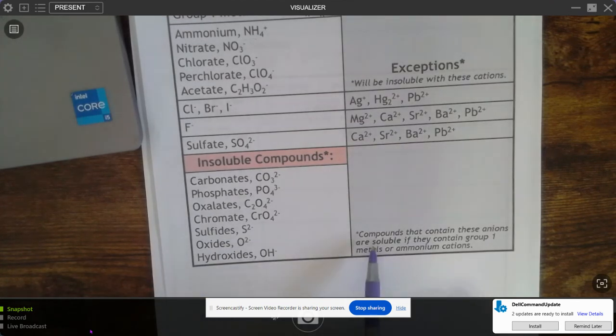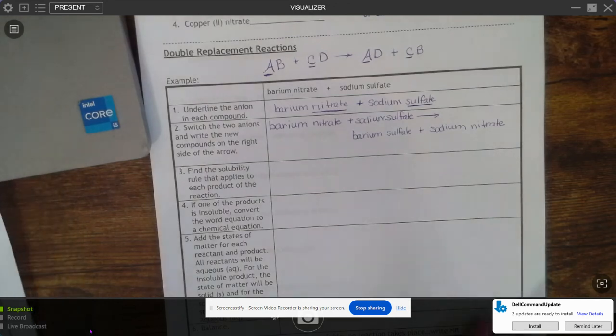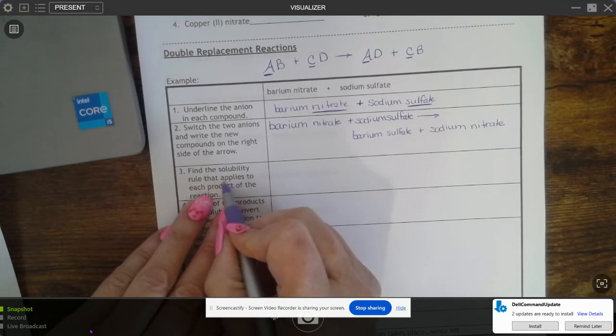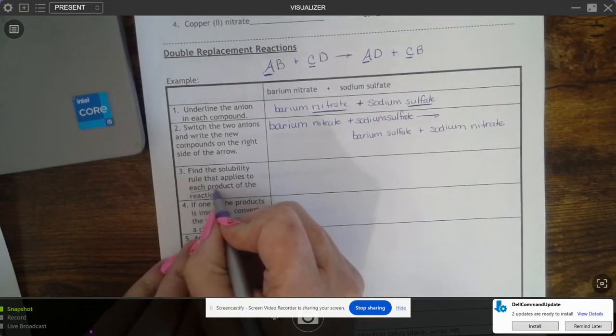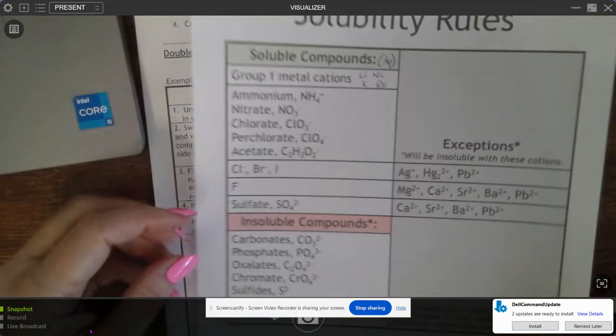Okay. And notice this little note says compounds that contain these anions are soluble if they contain a group 1 metal or ammonium. So let's look at what all of this means for us. We need to find the solubility rule that applies to the products. The first product is barium sulfate.